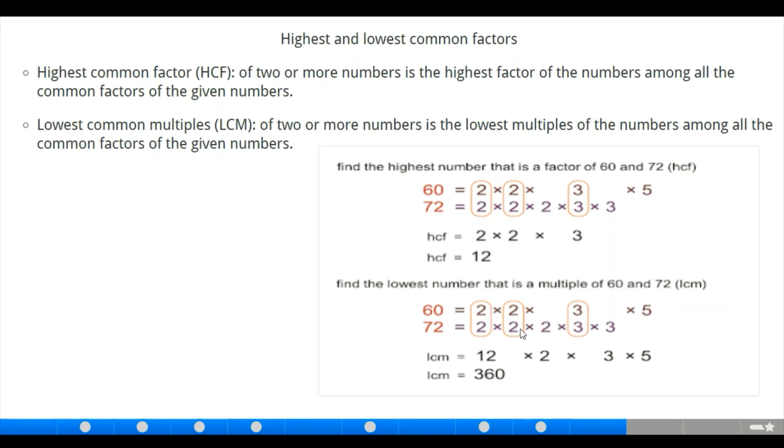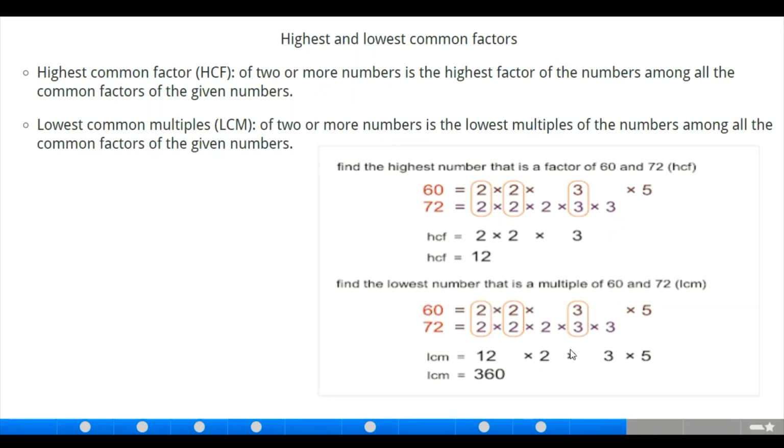So we bring it out. If you look at another value that we have here, what is the factor in 72 that we have left? That is 2 times 3. So we bring it out. So 12 times 2 times 3 times 5 will give us what? 360. And that is the lowest common multiple for 60 and 72. This is the first method.